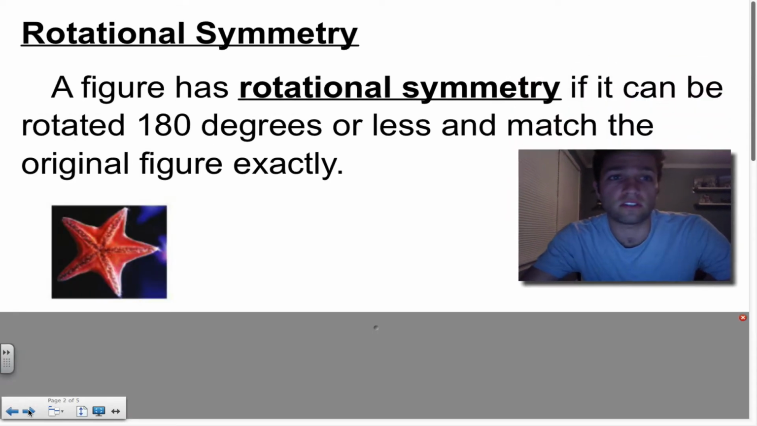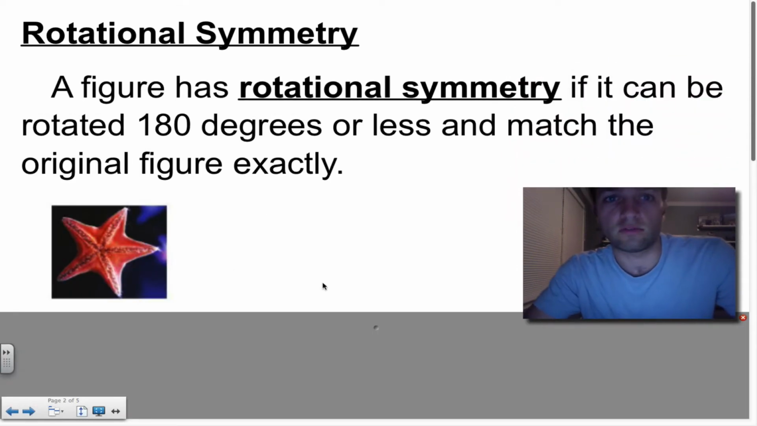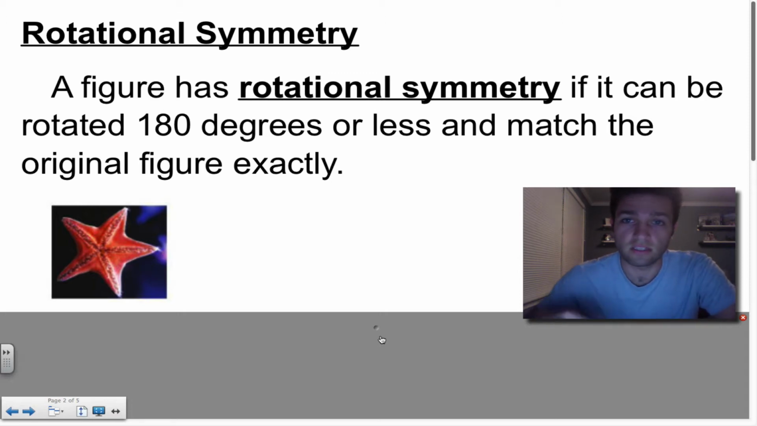So the first thing I want to look at, first of two things, is rotational symmetry and what it is. All right, so you know what a line of symmetry is. Now, rotational symmetry is a little bit different. It can be tricky if you don't know what it is, so just pay attention. If you can rotate a figure 180 degrees or less, so anything from 0 to 180 degrees, and the original figure will match the image of where you've rotated it, then that figure has rotational symmetry.